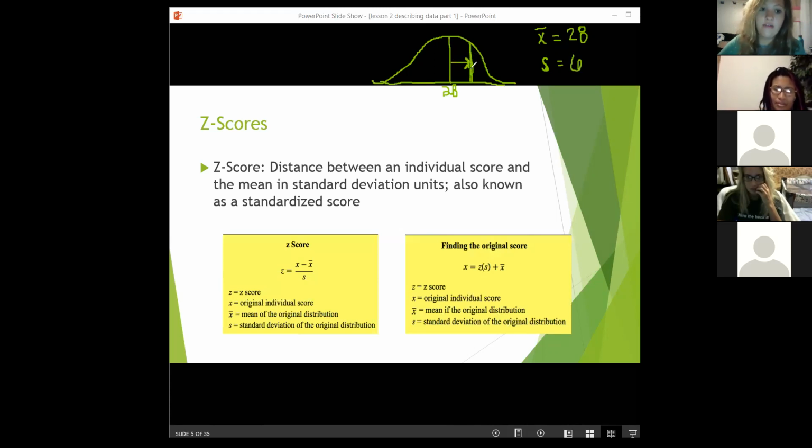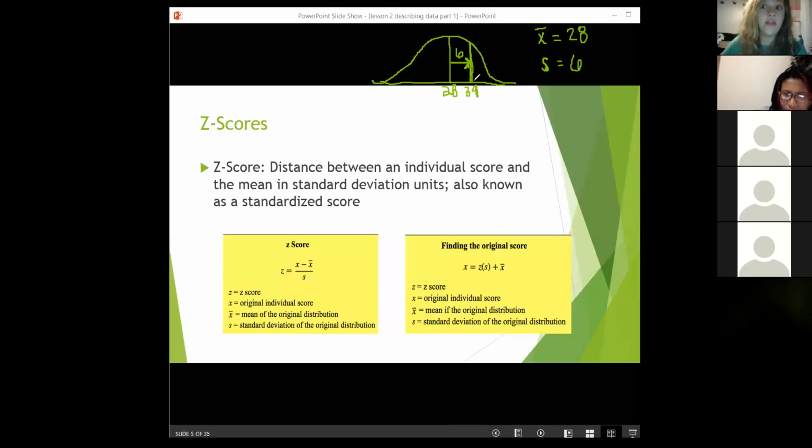Stop me if something doesn't make sense while I'm doing this. I'm going over 6 units because standard deviation, remember, is the spread. So one standard deviation is how far your standard deviation is over from the mean. So we would add 28 plus 6 and get 34. That's going to be one standard deviation above the mean, okay?